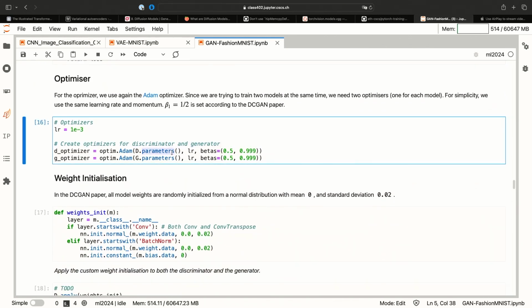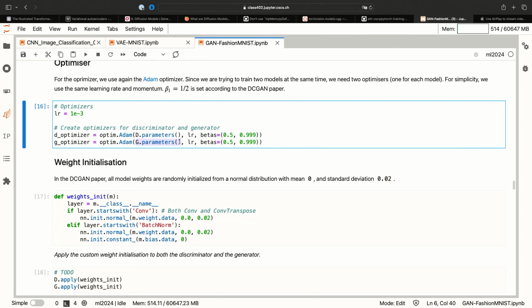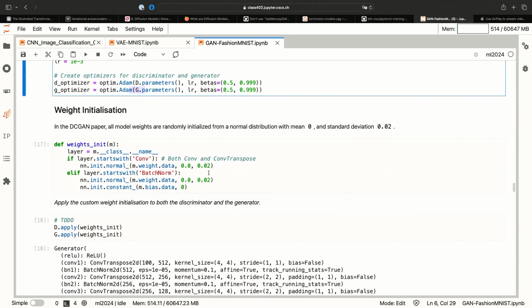Then you have the optimizers, and you have 2 of them, as I mentioned in the class. One for the discriminator and one for the generator, because you want to optimize both neural networks. So you have two neural networks, two sets of parameters. So discriminator.parameters gives you the parameters of the discriminator, and g.parameters gives you the parameters of the generator, and then you can define the optimizer for each set of parameters.